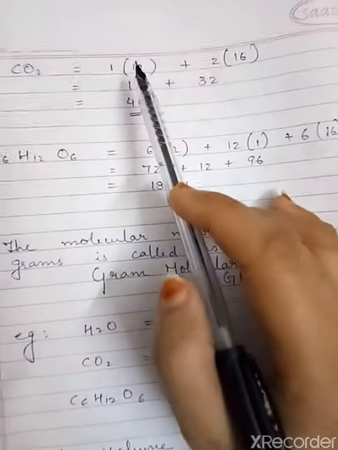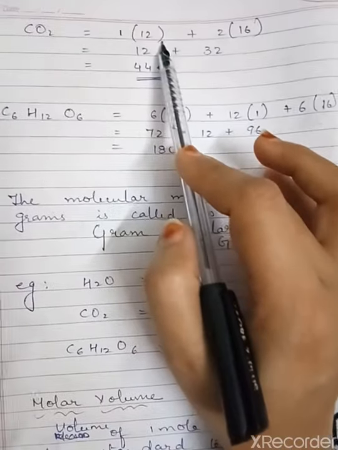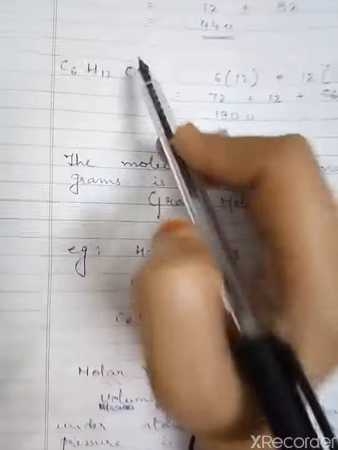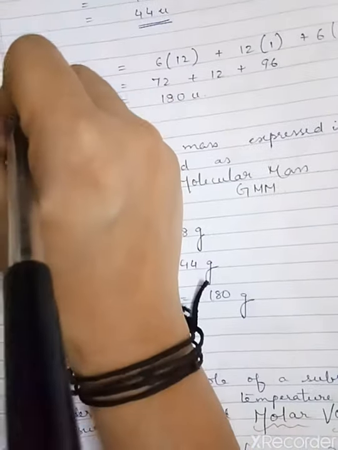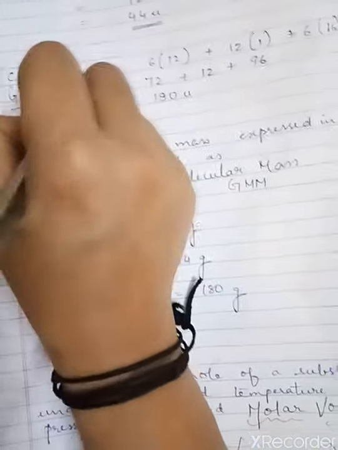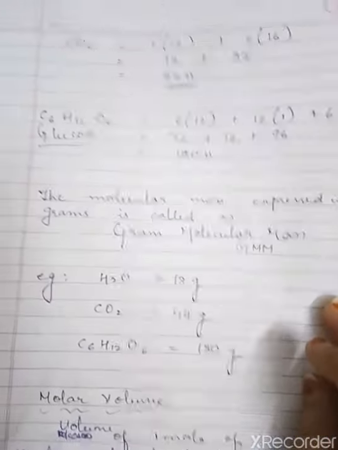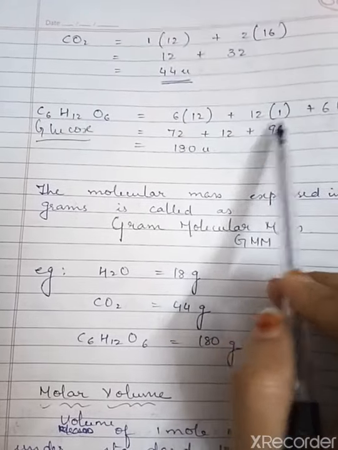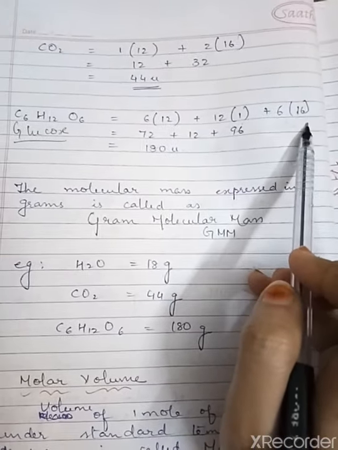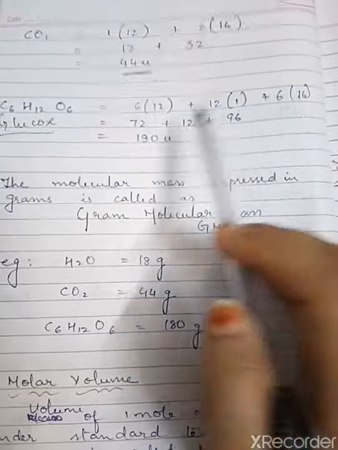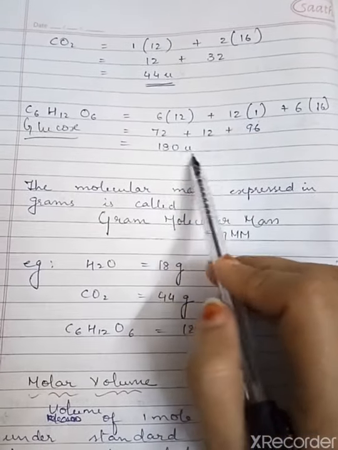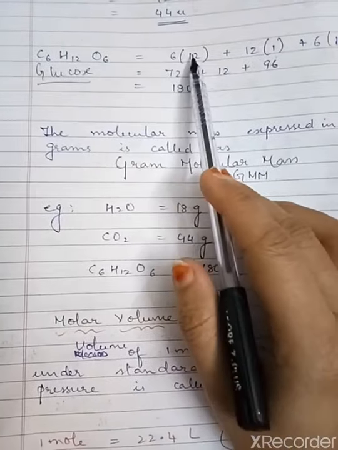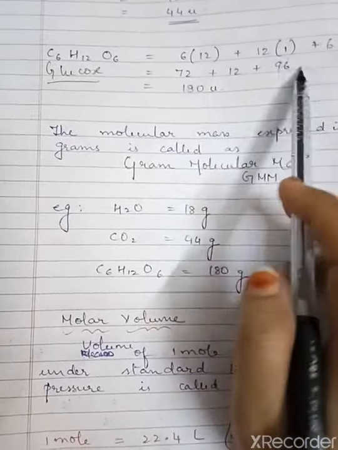Next, carbon dioxide. How many carbon atom? 1. 1 carbon has mass 12, so 1 into 12 plus 2 into 16, that is 44 U. Now this is C6H12O6, which is generally called as glucose. It has 6 carbon, each carbon has 12 gram, so 6 into 12 plus 12 hydrogen with a mass 1, 6 into 16, oxygen are 6 and each has a mass 16, so 72 plus 12 plus 96, that is 180 U. So this is molecular mass, that is the sum of the masses of all the atoms that are present in a molecule.